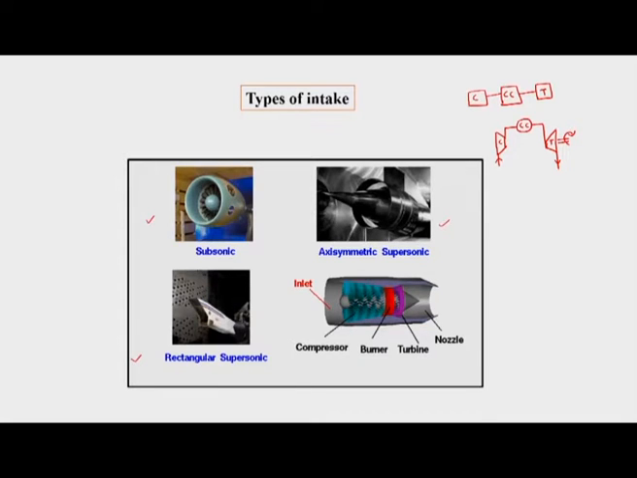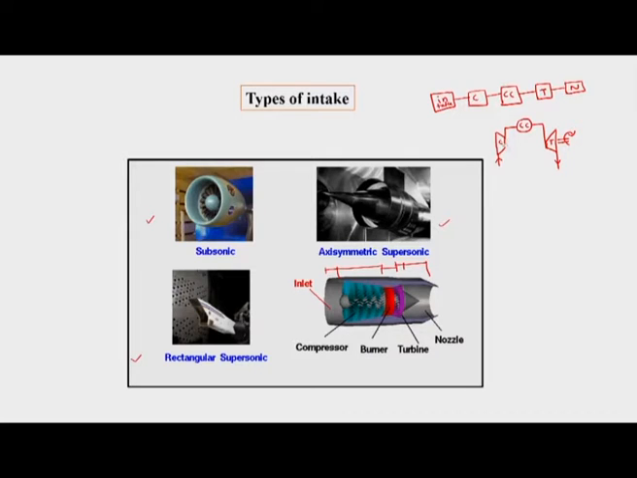Now here we can see that there is an intake. Before the compressor there is an intake. So this is the intake, then this is the compressor, then the combustion chamber, then the turbine, and then the nozzle. After the turbine we have the nozzle.